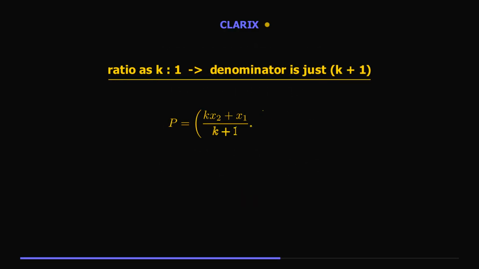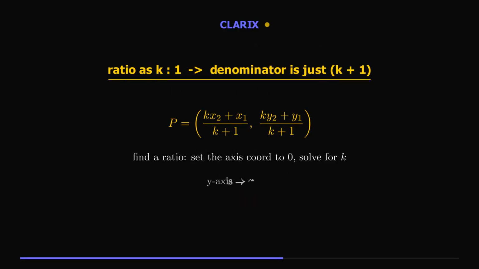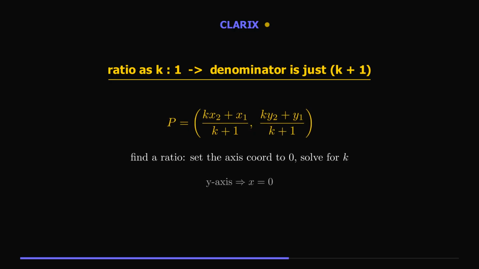Here's a trick. Write the ratio as k to 1, and the formula gets simpler. The denominator is just k plus 1. This shines when you need to find a ratio. Ask, in what ratio does the y-axis cut a segment? On the y-axis, the x-coordinate is 0, so set the x formula to 0 and solve for k. That single step hands you the ratio.